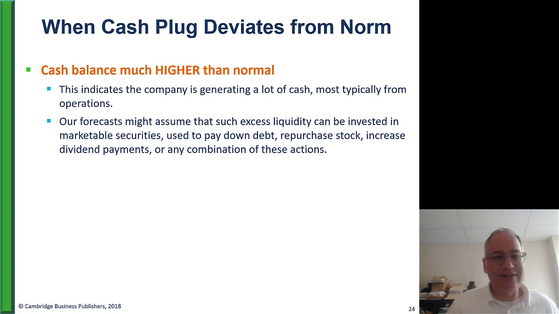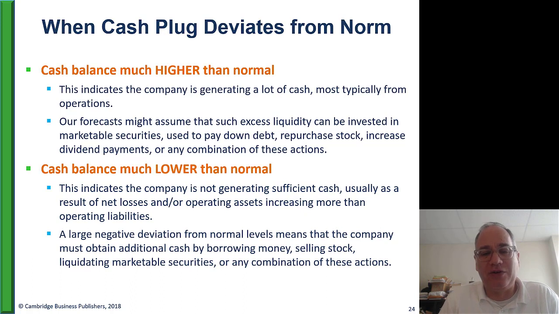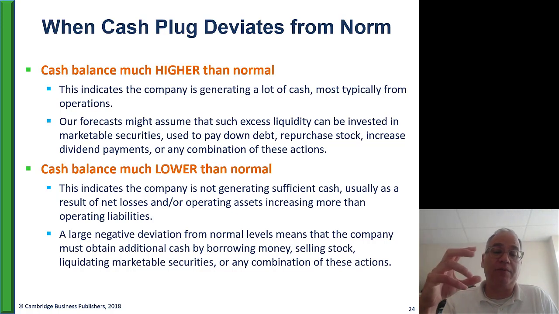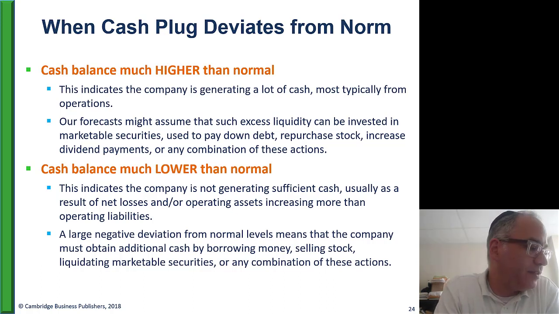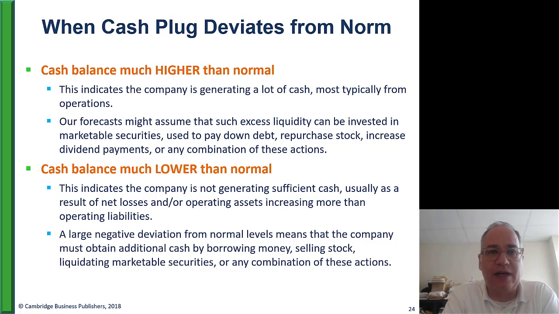On the other hand, if cash balance is lower than normal, that may indicate the company is not generating enough cash, and you may also see a loss on the income statement. Well, then you would expect, if there's a loss on the income statement and let's say there's a reduction in sales, that the cash balance is going to go down. In which case, you need to figure out, well, what is the company going to do? Is the company going to borrow more money? Is it going to sell stock? Is it going to sell some marketable securities? Somehow the company is going to need to get its cash balance back up again.